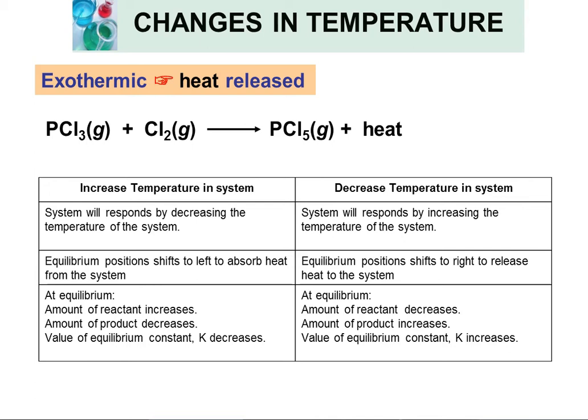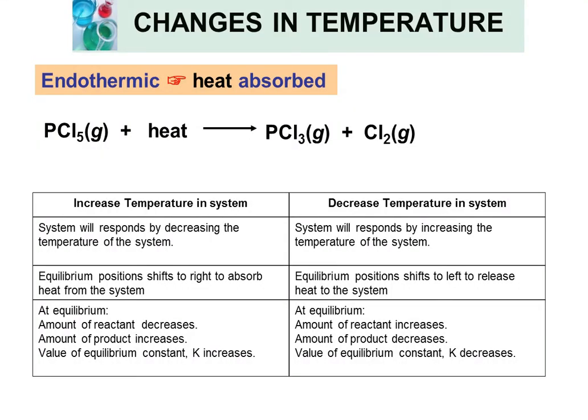Decreasing the temperature of the system, the system will respond by increasing the temperature of the system. The equilibrium position will shift to the right to release heat to the system. At equilibrium, the amount of reactant decreases, the amount of product increases, and the value of the equilibrium constant K increases.